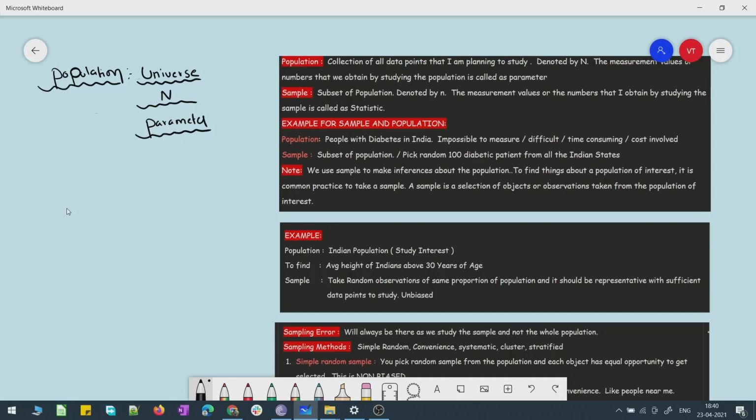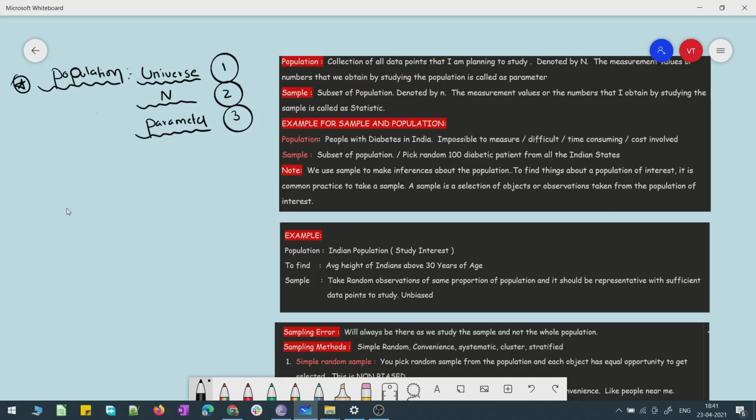So there are 3 points that you need to be aware of. One is that population is the whole data set that I'm planning to study. It is the universe. It is the mother of all the data, which means that it has got everything in it. And it is denoted by the capital letter N. That's point number 2. And the point number 3 that you need to remember is the term parameter. The term parameter is linked with population, and it talks about anything that I measure about the population.